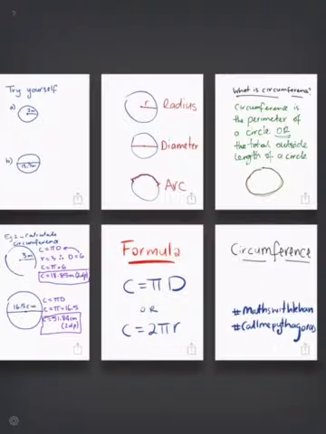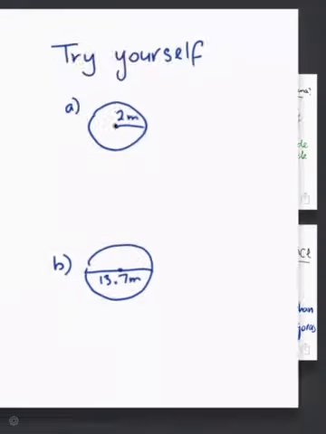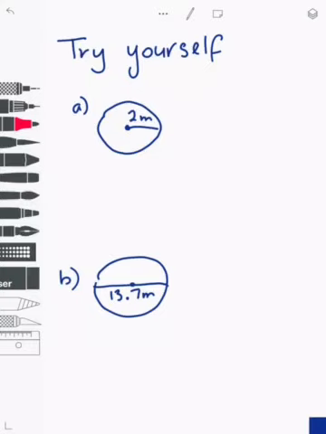So what I'm going to do is let you guys try it yourself very quickly. If you can pause the video, try it yourself just to show that you understand, while I quickly go through the answers in a second. Okay, so let's go very quickly through this.